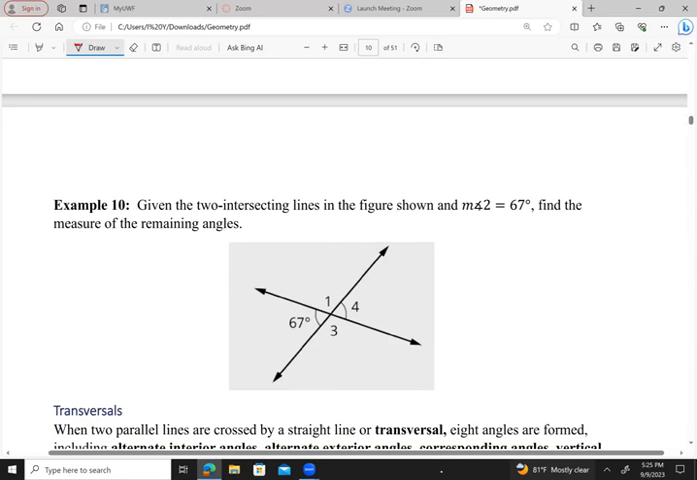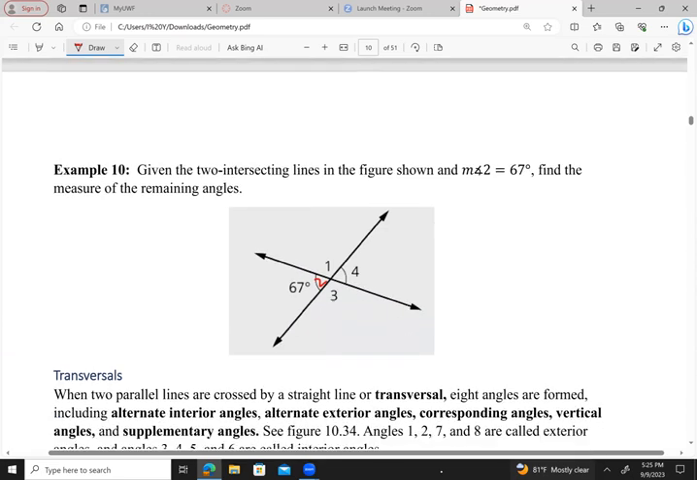So, given two intersecting lines in the figure shown, the measure of angle 2, which they failed to label, is 67 degrees. Find the measure of the remaining angles. Well, we automatically know the measure of angle 4 is 67 degrees because they're vertical angles. Then we know angle 1 and angle 2 is 180. So the measure of angle 1 is equal to 180 minus 67, which is 113 degrees.